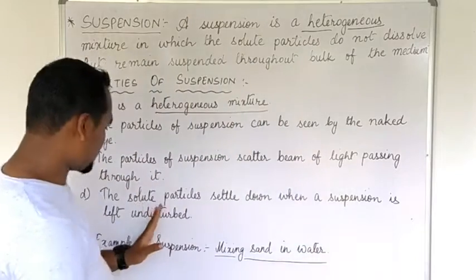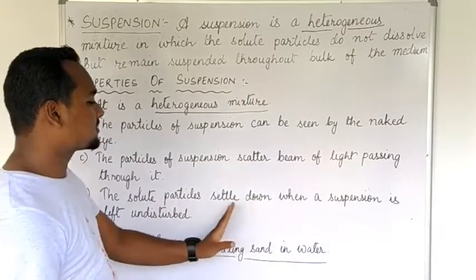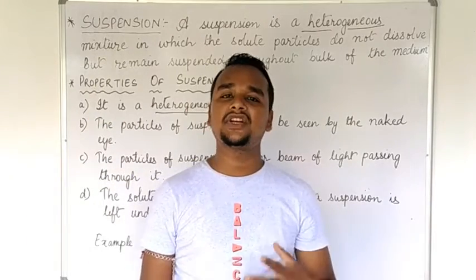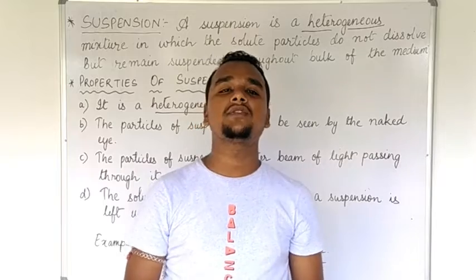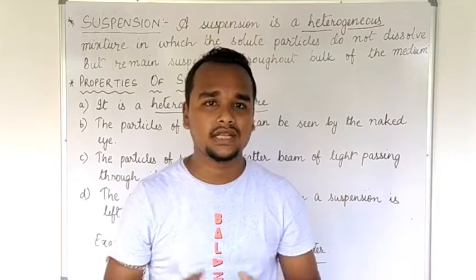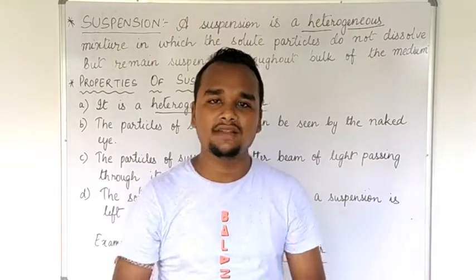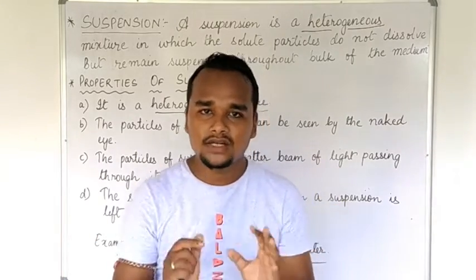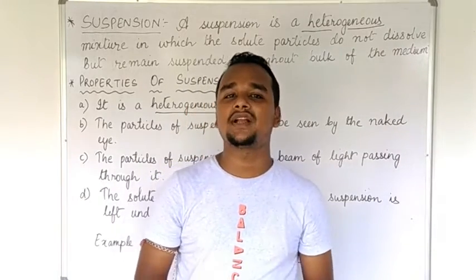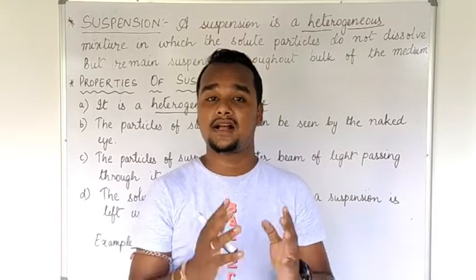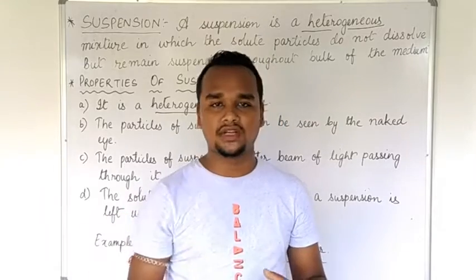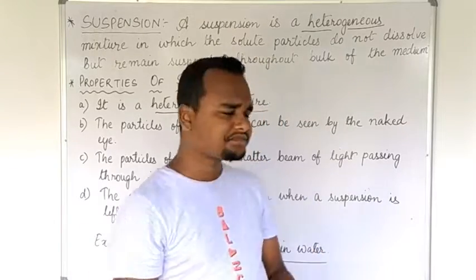So that's why the fourth point, what is written, the solute particles settle down when a suspension is left undisturbed. So when a suspension is left undisturbed, then the solute particles will settle down. And what will happen? The solvent will become fully clear. Now if there is only a solvent and if the solvent is clear, will you call it a solution? It will never be called a solution, right? Because the solution also contains a solute and a solvent. And in a solution, what happens? The solute particles dissolve thoroughly with the solvent, right?